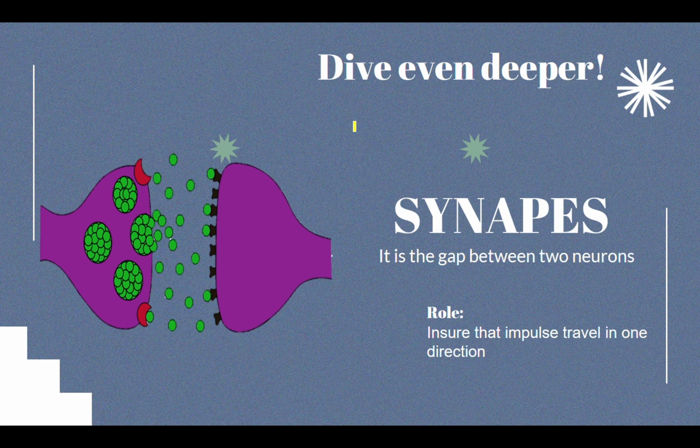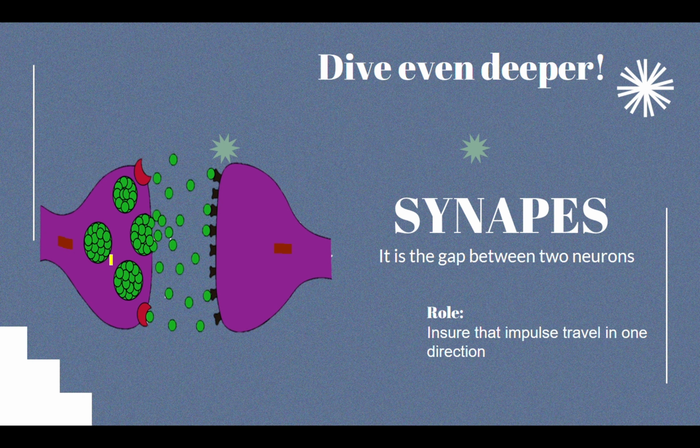So let's dive even deeper. Now, looking at the neurons with a deeper look, we have something known as a synapse. The synapse is the gap between two neurons. As you can see, this one is a neuron, this one is another neuron, and this area is known as the synapse. Now, what is the role of the synapse right here? It ensures that the impulse travels in one direction, so it won't travel backwards, and the impulse will be traveling in the right way, and there won't be any delay in the response.